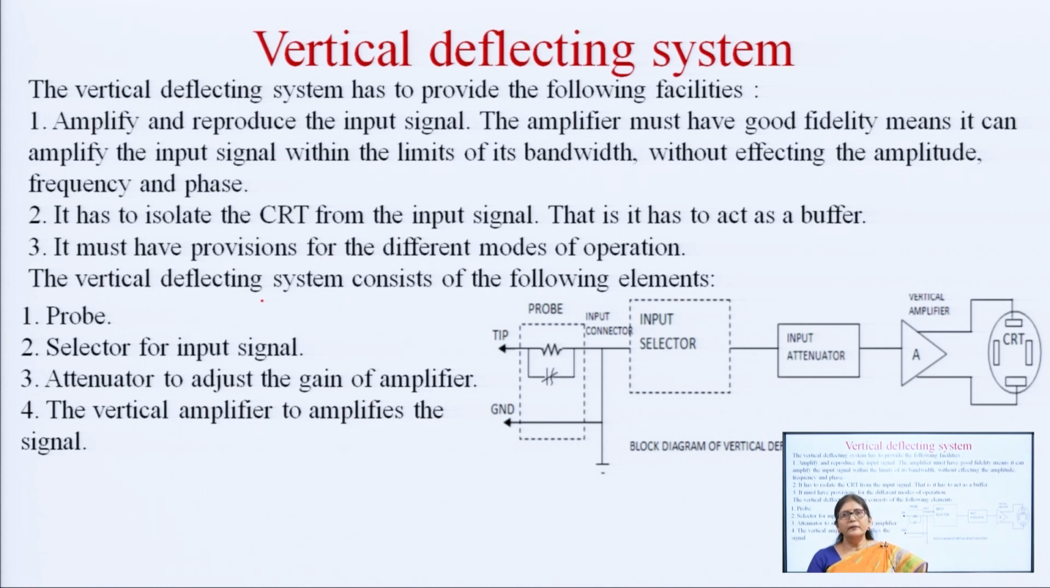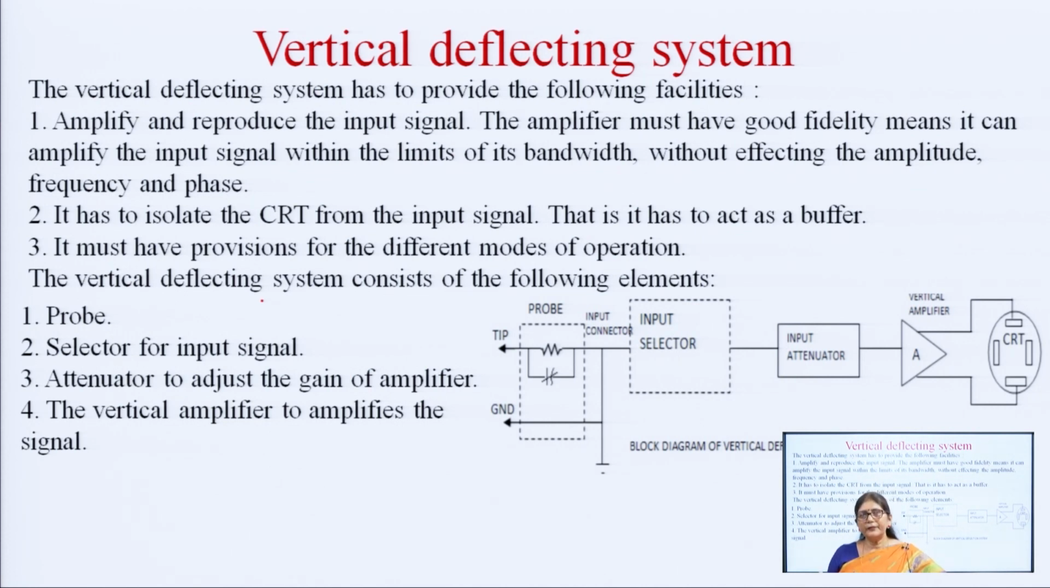Then the vertical deflection plate. The vertical deflection section has the following circuits. What is its purpose? First, to amplify and reproduce the input signal. The amplifier must have good fidelity, meaning it can amplify the input signal within the limit of its bandwidth without affecting the amplitude, frequency and phase of the signal. Second, it has to isolate the CRT from the input signal, meaning the input signal will not affect the CRT, and the CRT will not affect the input signal. So it provides isolation between the CRT and the input signal.